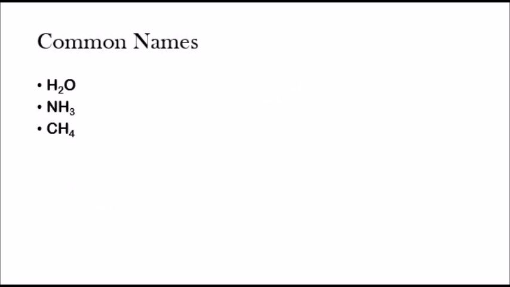Now let's go into the common names. These compounds here are typically not named with the rules that we've learned in this unit. Alright, we don't typically call this dihydrogen monoxide. We just call it water. Here, this is NH3. We don't call this nitrogen trihydride. The common name for this is ammonia. And this here, we don't call this carbon tetrahydride. It's called methane.